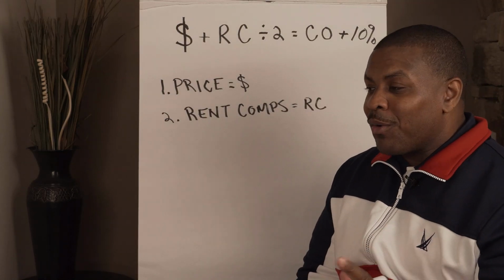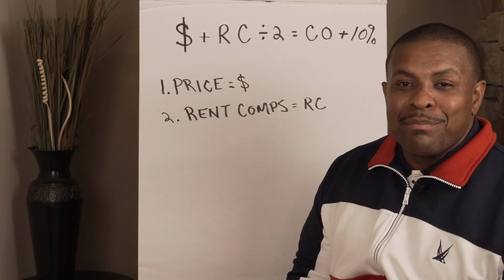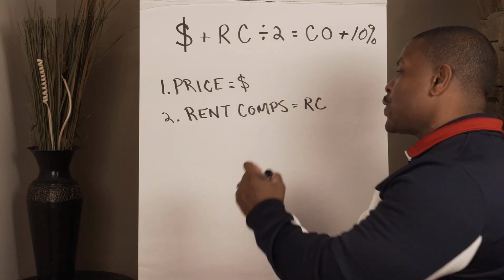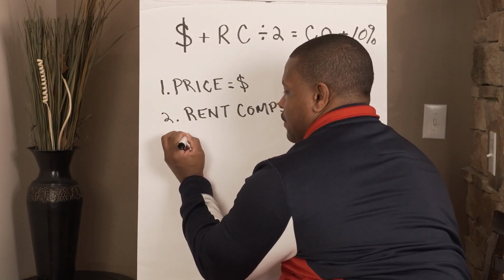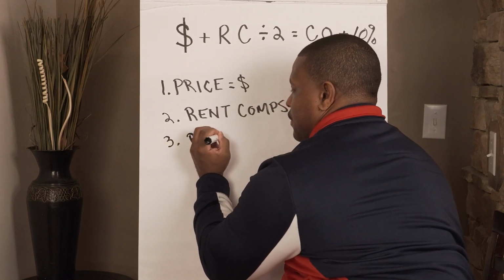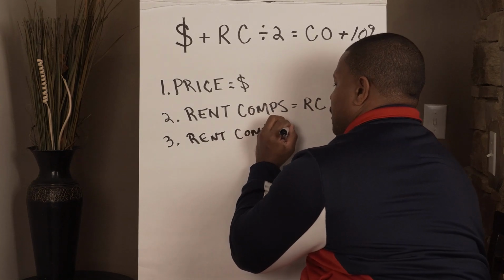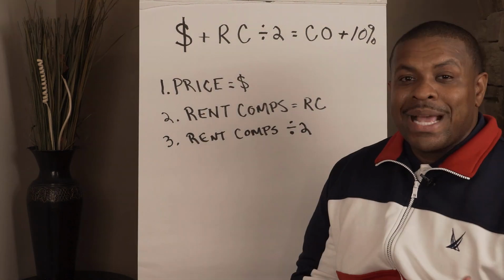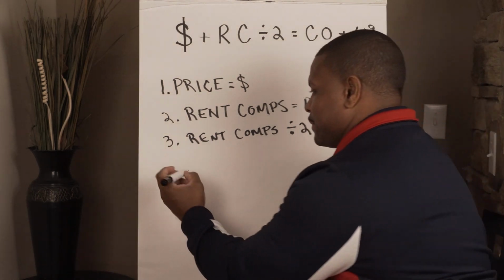So what in the world does divided by 2 mean? Anybody with a basic math understanding can figure out that you're going to take the rental comps divided by 2. That's going to equal your creative offer, the CO.